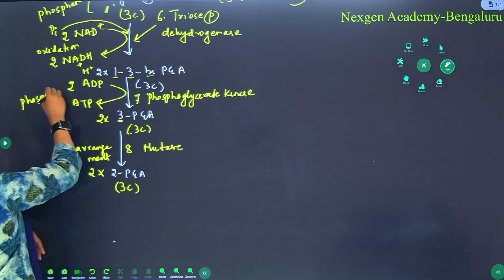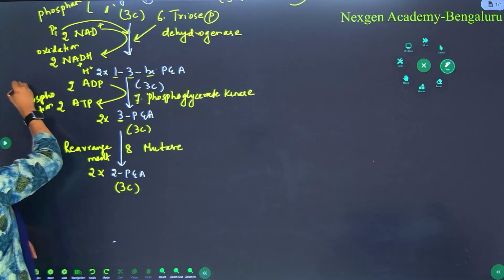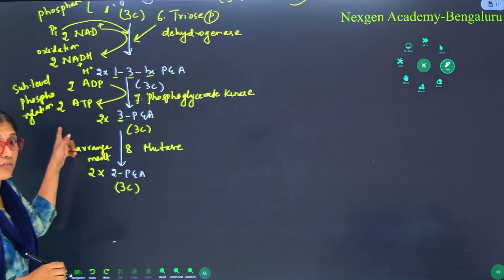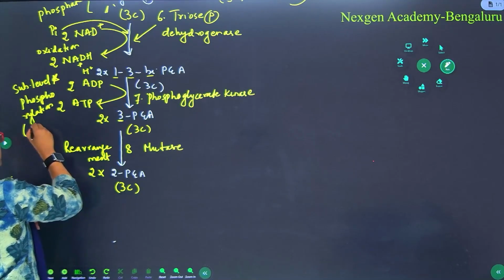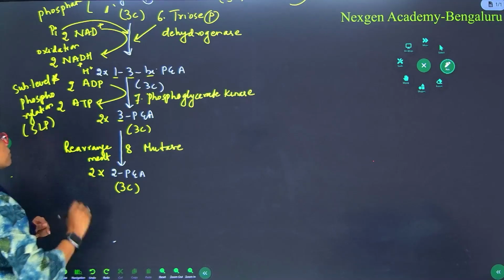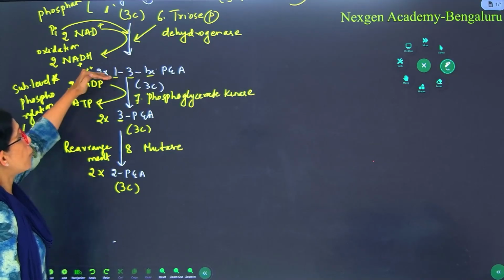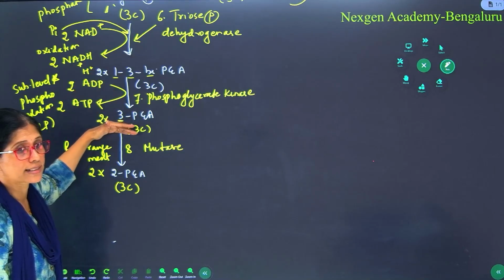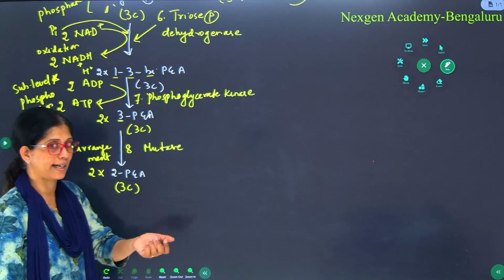phosphorylation, right? What kind of phosphorylation? Substrate level phosphorylation. This is something very important you should remember. What is the first substrate level phosphorylation happening in glycolysis? When 1,3-biphosphoglyceric acid is converted to 3-phosphoglyceric acid. We will discuss what we mean by substrate level phosphorylation later, right?